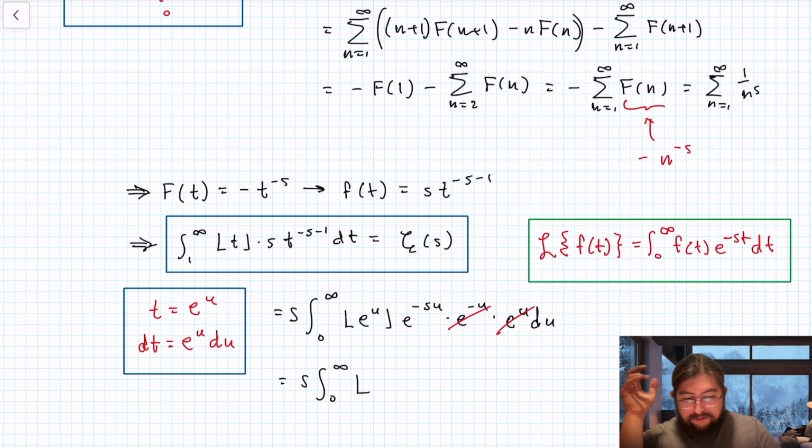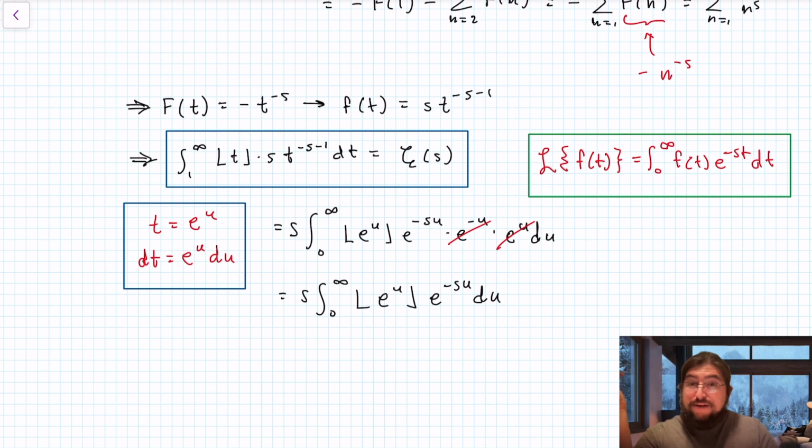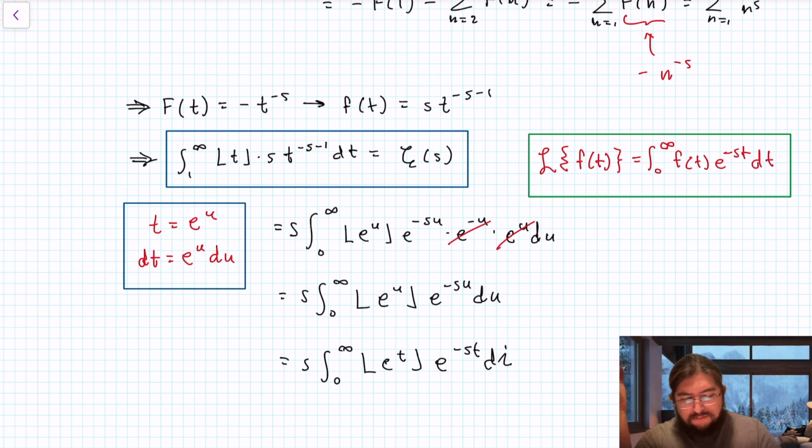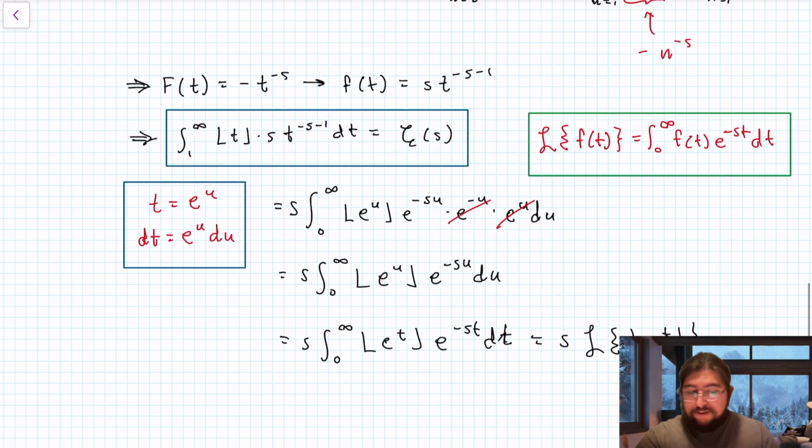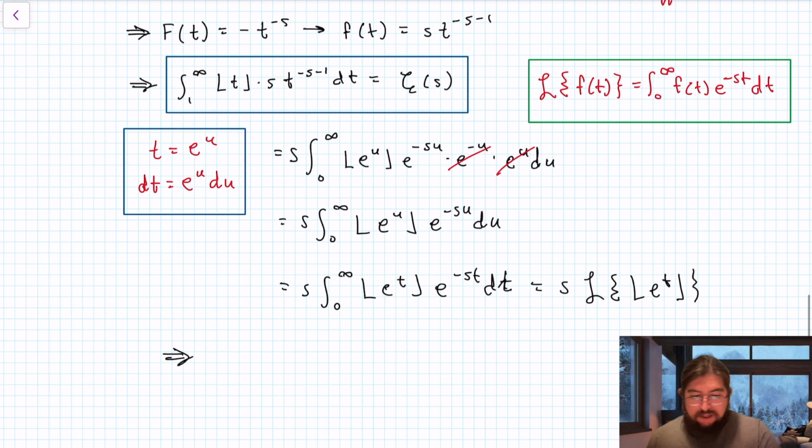We're literally done. Why is that? Well, now if we do one more trivial substitution, u is equal to t, we end up getting that we actually have Laplace of something. So replacing those u's back with t's, this is s times Laplace of the floor of e to the t. Look at that. Perfect. So we have shown the following result: if you take Laplace of the floor of e to the t, you will, believe it or not, get zeta of s over s.